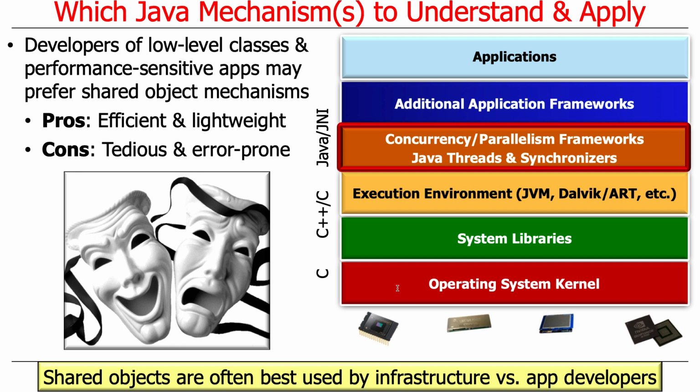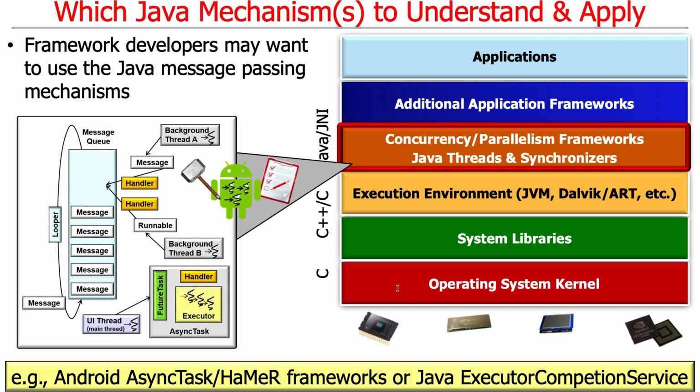So that's kind of one choice. If you're building lower level stuff, if you're building performance sensitive stuff, stick with the shared object approaches because they're most efficient and lightweight. The alternative approaches, one of the alternative approaches, are to use Java's message passing mechanisms.